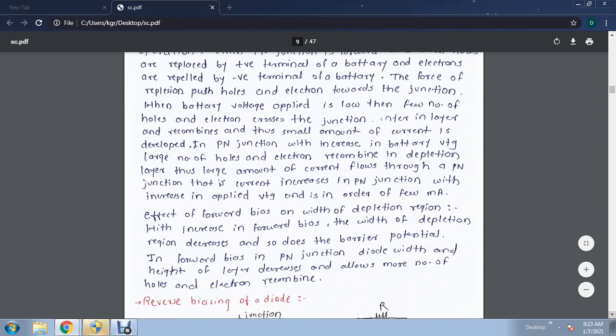Effect of forward bias: the width of the depletion region decreases in forward bias. The width of the depletion region and the height of the barrier potential in the PN junction diode decrease, which allows more holes and electrons to recombine.